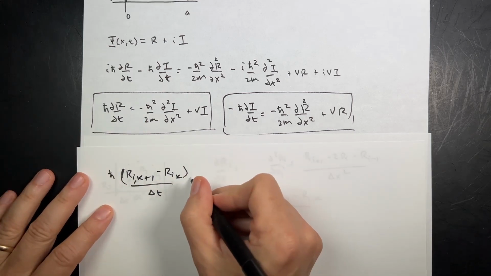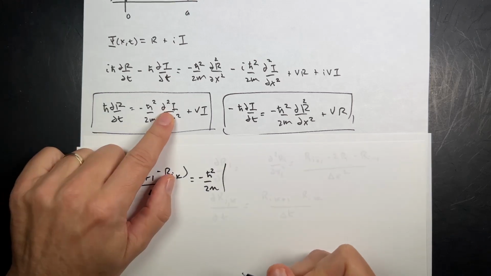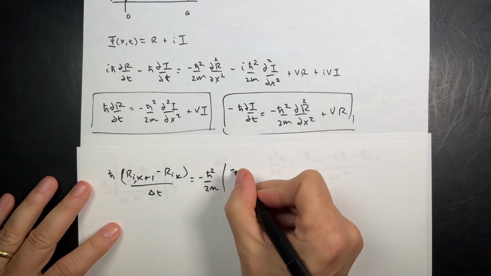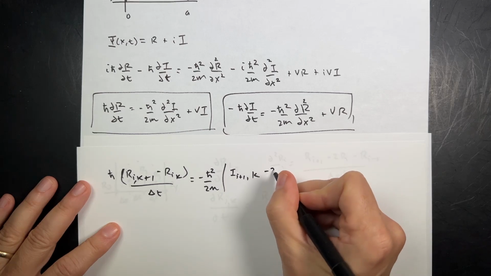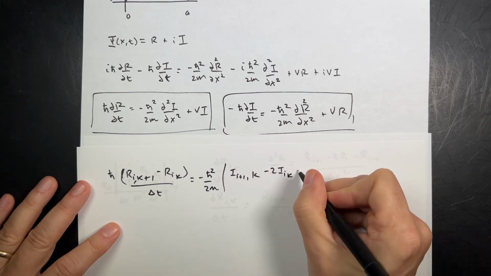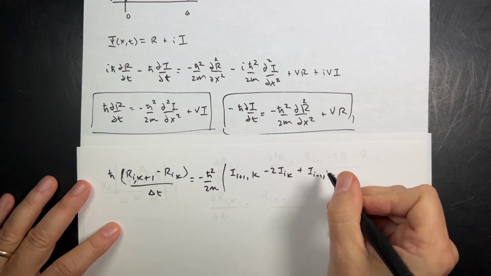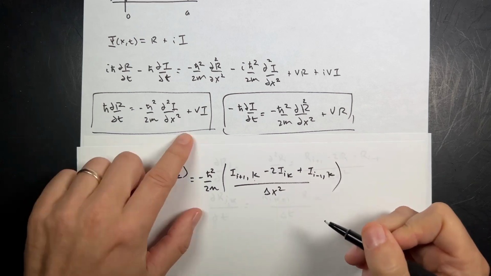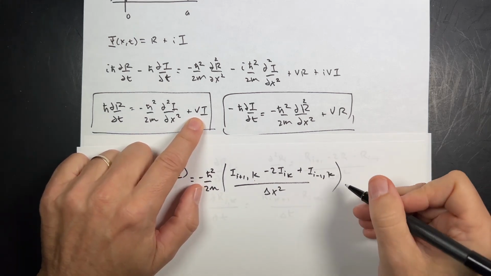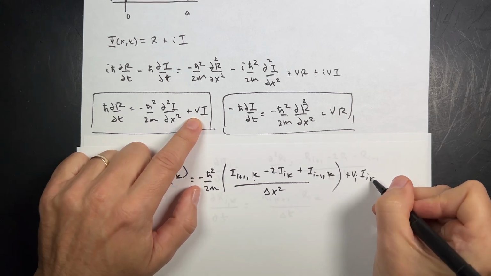And then over here I have equals negative h bar squared over 2m. And I have a second partial of space for I. That's going to be I i plus 1, k minus 2 I i, plus I i minus 1, k. They're all at the same time, right? I'm not changing time. Over delta x squared. And then right here I have v, so that could depend on space. I'm going to put plus vik.